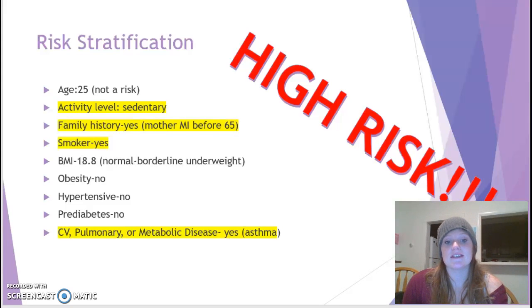Her BMI is 18.8. We know that 18.5 is considered underweight, so we need to talk to her about eating habits and developing a good dietary plan to help increase her overall health. We know that she's definitely not obese. She's not hypertensive. She's not diabetic either. But she does have a pulmonary disease because she has asthma. Even though it is only exercise-induced asthma, it needs to be treated as a serious disease.